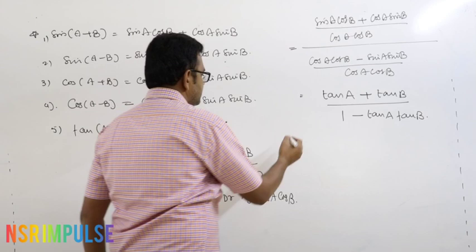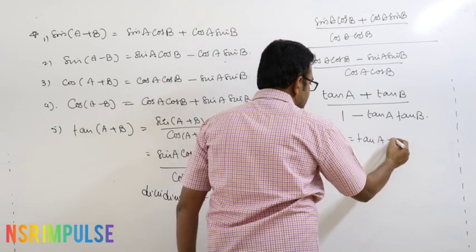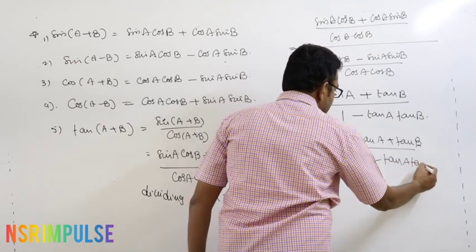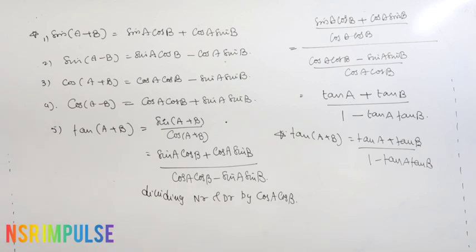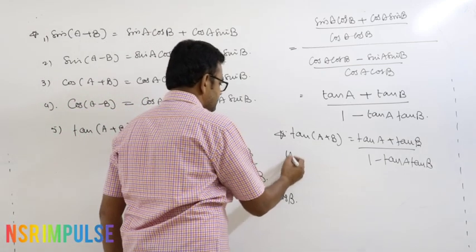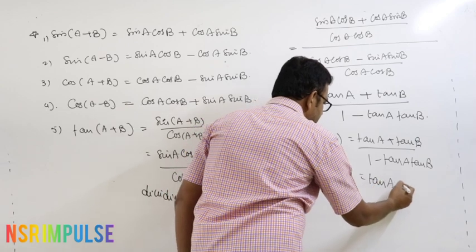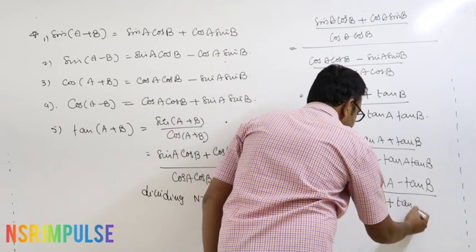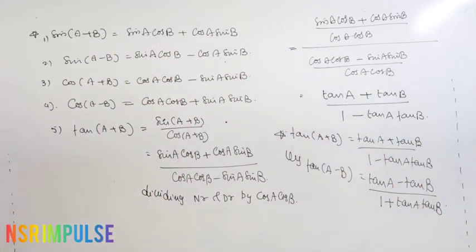Now this is the formula for tan of A plus B is equal to tan A plus tan B by 1 minus tan A tan B. And similarly we have to prove tan of A minus B is equal to tan A minus tan B by 1 plus tan A tan B. So the formulas are very important.